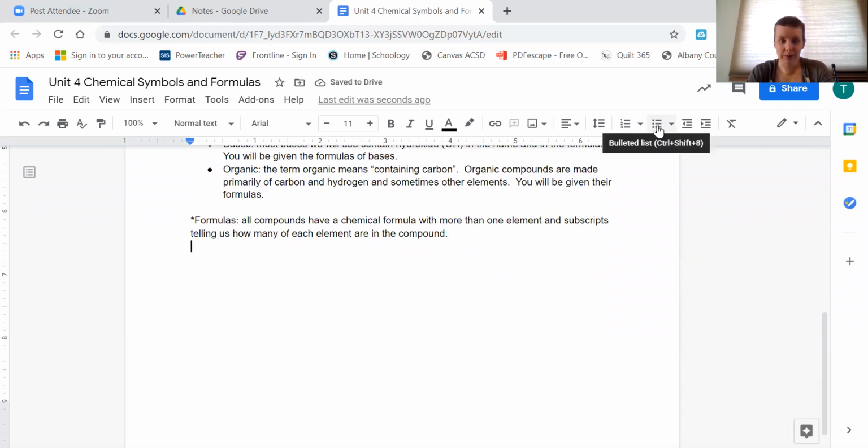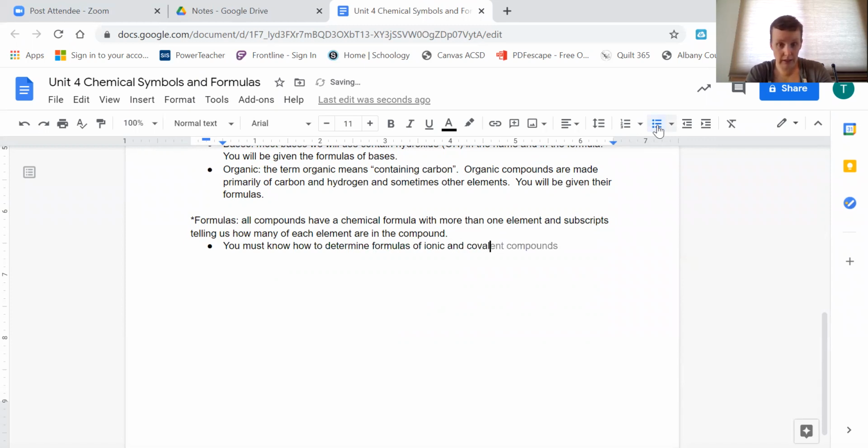So you must know how to determine formulas of ionic and covalent compounds using their names. Let's just go through them one more time. For ionic, you're going to use the charges. Use the charges to create the formula. Now, refreshing, use the charges to create the formula. So let's just go through some examples.